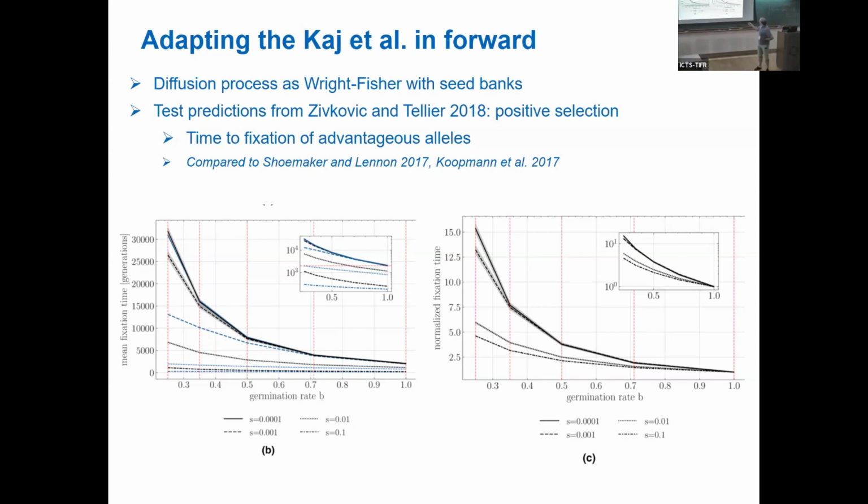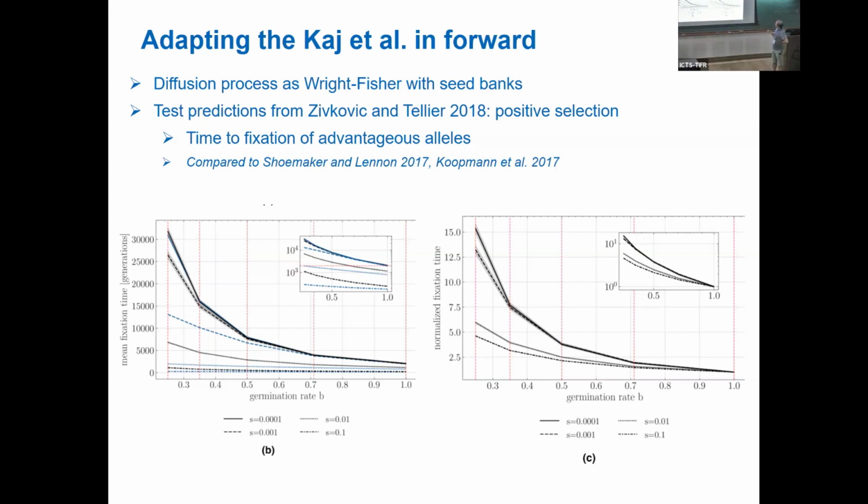And this is here the same but normalized. So we normalize so that all these values here are at 1, the same as for the Wright-Fisher model without dormancy. For all selection coefficients, we normalize the fixation time, and then you can see there are huge differences.